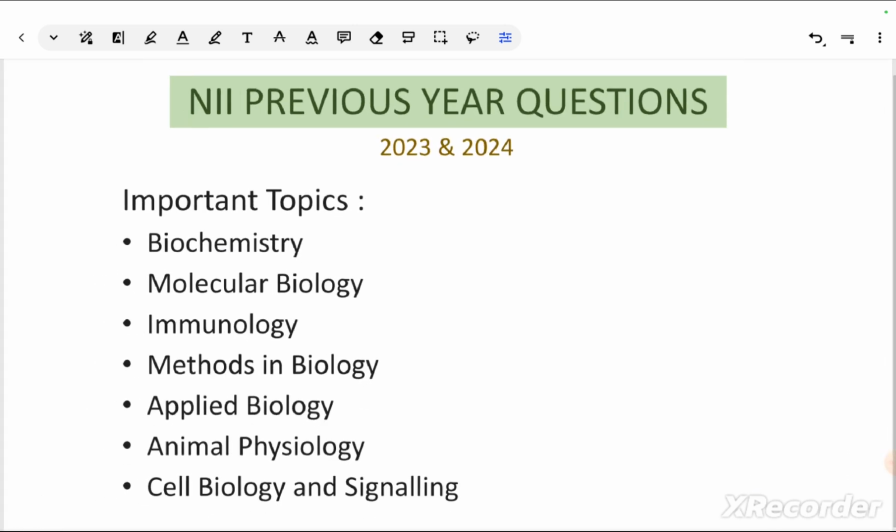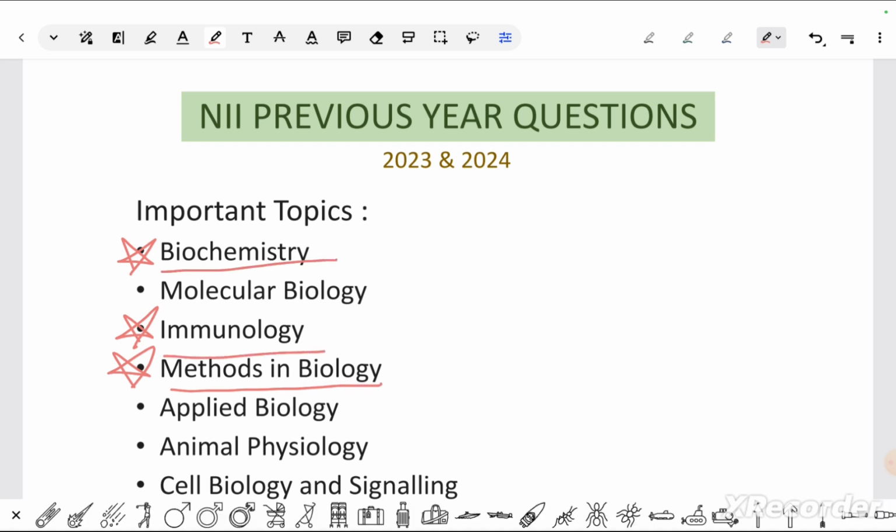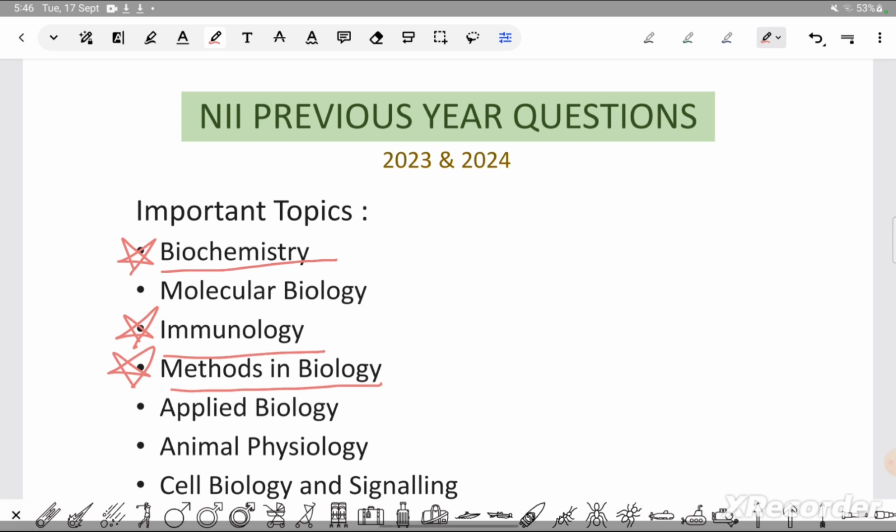Now, from the list of important topics, I'll mention a few of these topics which are really important, and if you are preparing for this exam and you don't have the time to look at all these topics, at least prepare these 3 topics that I'm going to tell you. The first one is biochemistry, second is immunology, and the third is methods in biology. These 3 are a must for this exam because most of the questions are asked from different aspects of these 3 topics. So prepare these 3 topics really well.